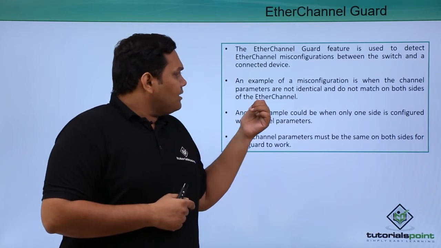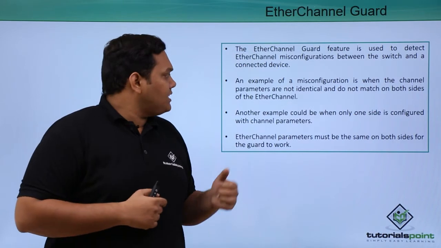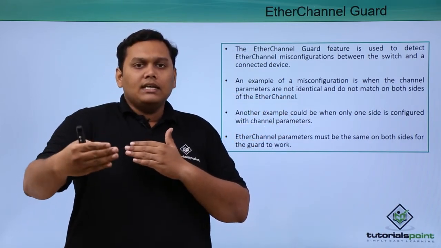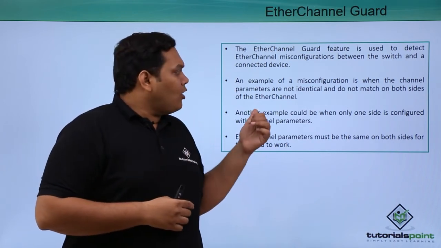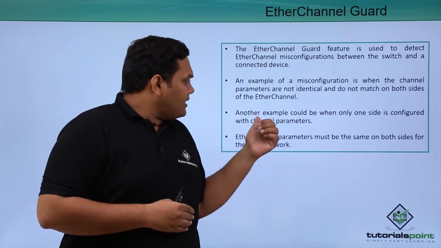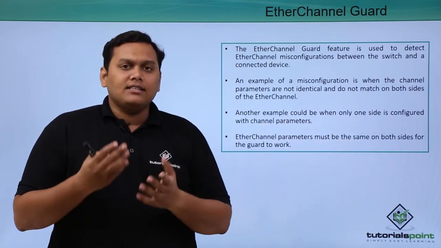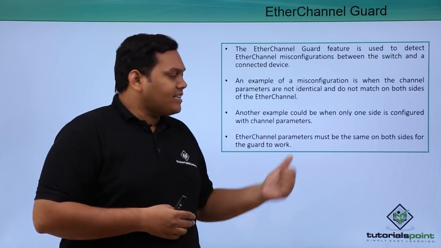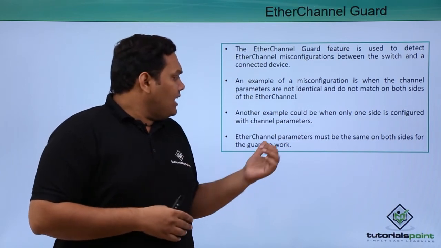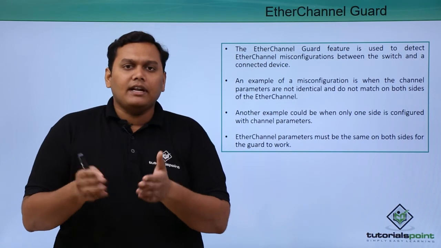The misconfiguration is when the channel parameters of one switch are not identical to those of another switch and do not match on both sides of the Ethernet channel. For example, you can see clearly that only one side is configured and the other side is not configured with the same channel parameters. So, this is about the Ethernet channel guard, and the Ethernet channel parameters must be the same on both sides of the network.